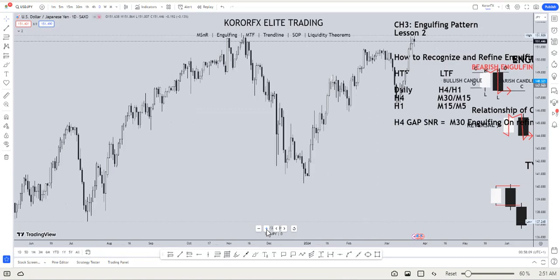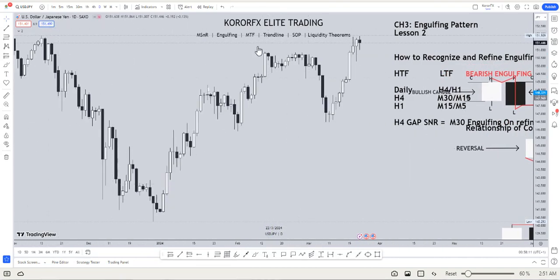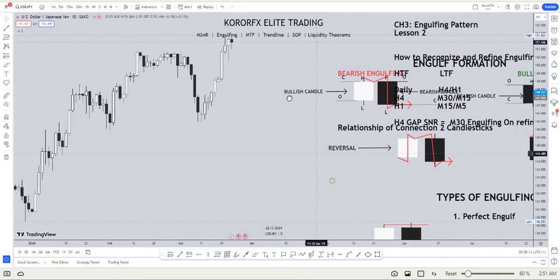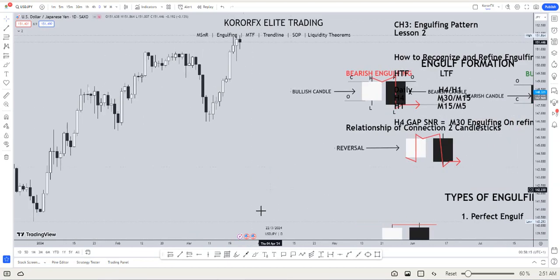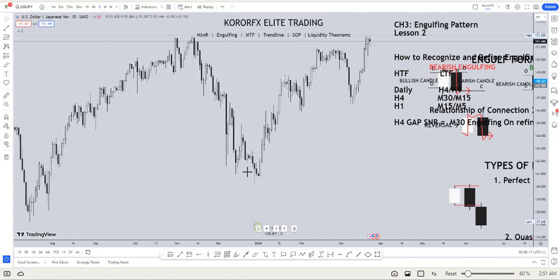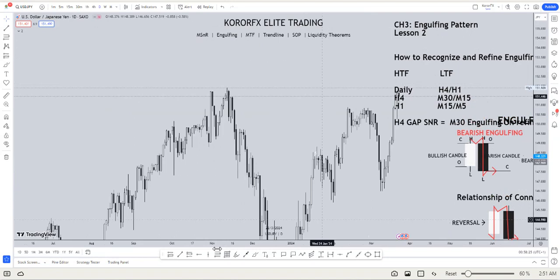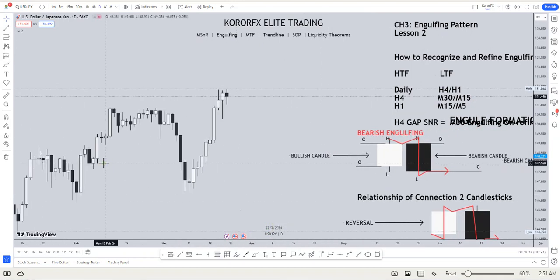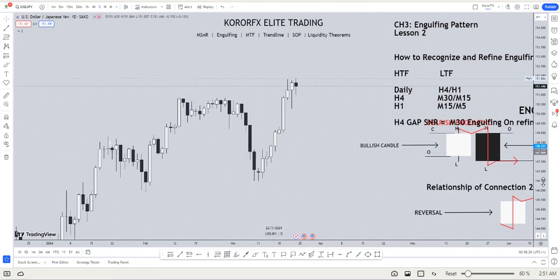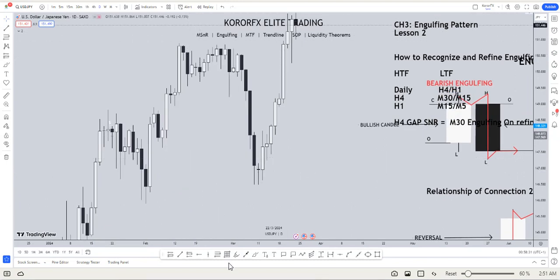So we know most of the engulfed types. From now on we have to understand how to recognize them and how to also refine them. So that's also very important. So now let me show you a cover up candle. Here we got this candle is totally covered up.